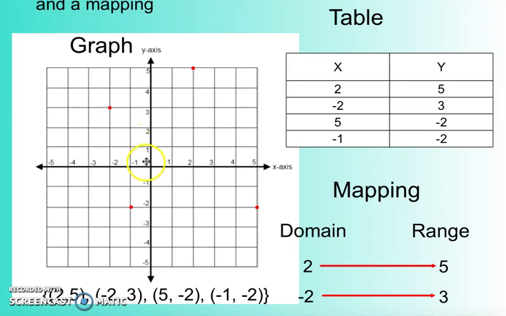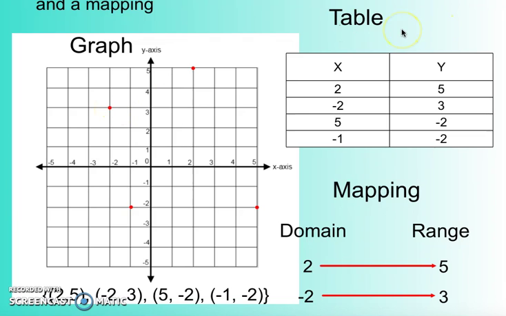Remember, we always start at the origin, and then we move right or left based on if it's positive or negative, and then we go up and down based on if it's positive or negative as well. So -2, +3, that means I would go left 2 and up 3, and there's my point.